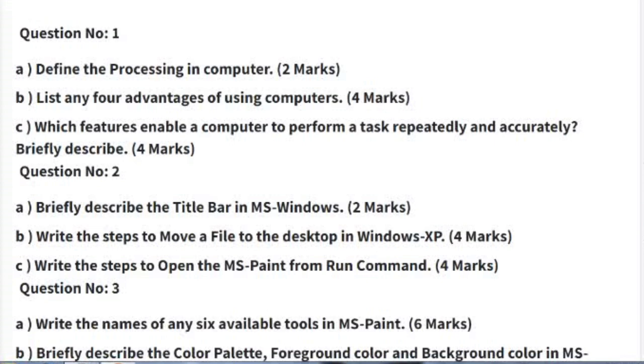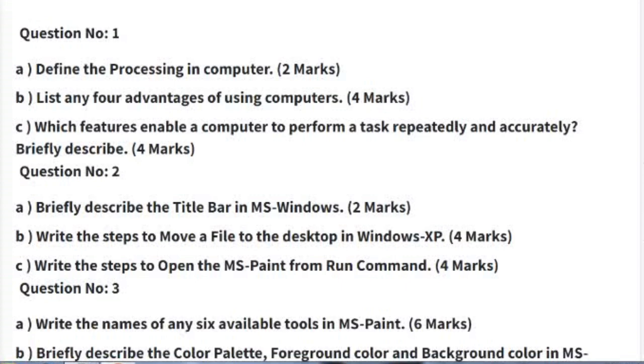The next question is: Write the steps to move a file to the desktop in Windows XP. The answer is: number 1, open the folder to select the file which needs to be moved to the desktop. Number 2, select the file and click move this file in the file and folder tasks pane. Number 3, the move items window appears. Number 4, select the destination desktop to paste the file and click move.